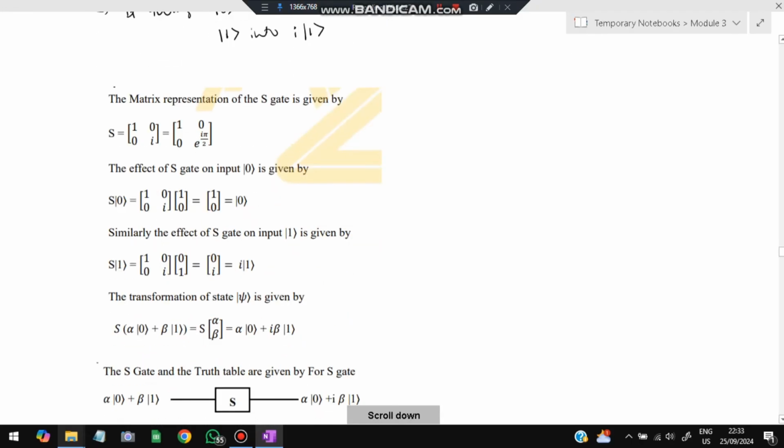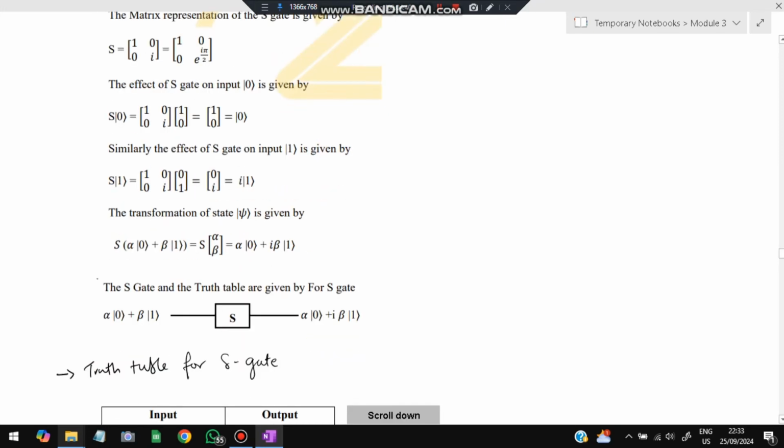Okay, so the effect of the S gate on the input 0: if you multiply the S gate with 0, this is the S gate and this is 0. When you multiply, we'll be getting 0 only, but if you multiply with 1, we'll be obtaining i1 here. Okay, and if we write in the equation of alpha 0 plus beta 1, we'll be obtaining S into alpha and beta, alpha 0 plus i beta 1. Since beta is associated with 1, we'll be getting an i here.